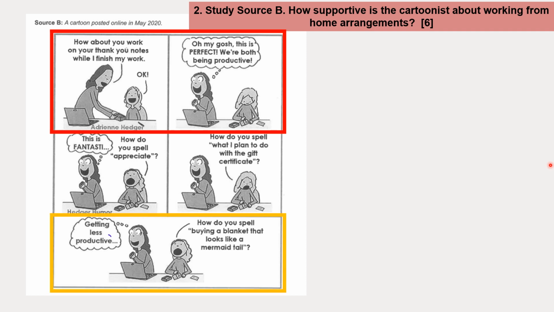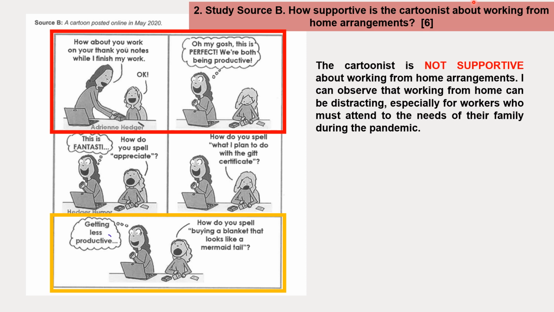But if you look at the orange color here, you take it as holistic, you can see that the woman here who's working from home is saying that things are less productive. And it is less productive because the child here, we can presume is the daughter, it seems to be disturbing her. So how do you answer this question? Because remember, it is about having a stand, right? Okay, so the cartoonist is not supportive about working from home arrangement because it can be distracting, right? Especially if you need to attend to the needs of your family.